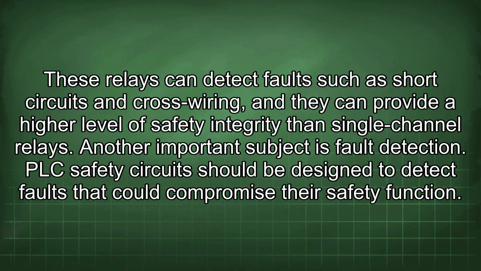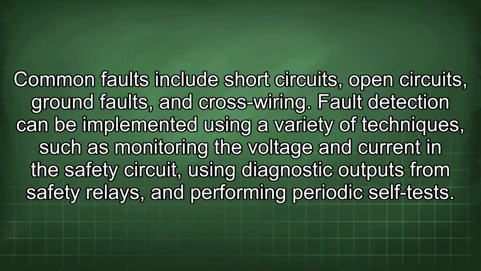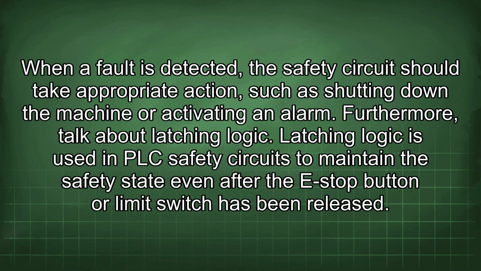PLC safety circuits should be designed to detect faults that could compromise their safety function. Common faults include short circuits, open circuits, ground faults, and cross-wiring. Fault detection can be implemented using a variety of techniques, such as monitoring the voltage and current in the safety circuit, using diagnostic outputs from safety relays, and performing periodic self-tests. When a fault is detected, the safety circuit should take appropriate action, such as shutting down the machine or activating an alarm. Furthermore, talk about latching logic.